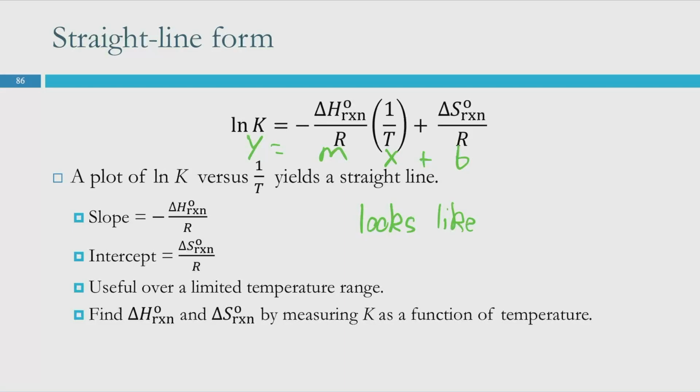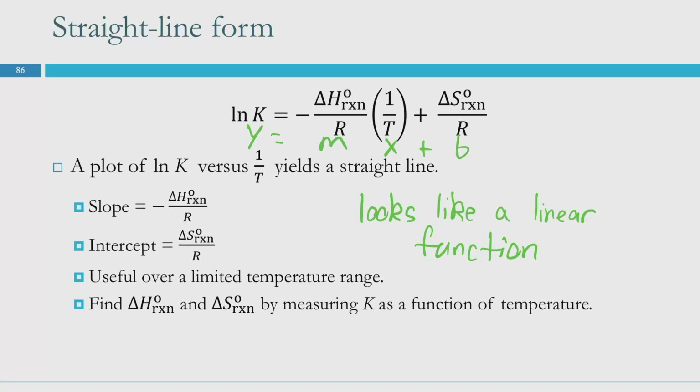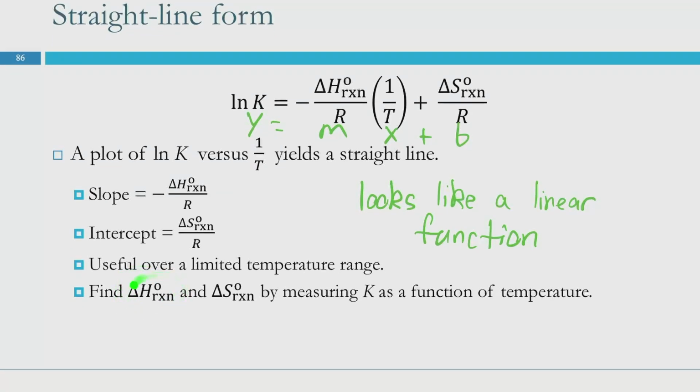So it looks like a linear function, because it is a linear function. But it's an estimate. So this is not going to work for all temperatures. It's useful over a limited temperature range. Our slope is this front term. Our intercept is this back term, in their normal y equals mx plus b spots. And this means that we can find our standard enthalpy of the reaction and our standard change in entropy of a reaction if we measure K as a function of temperature.